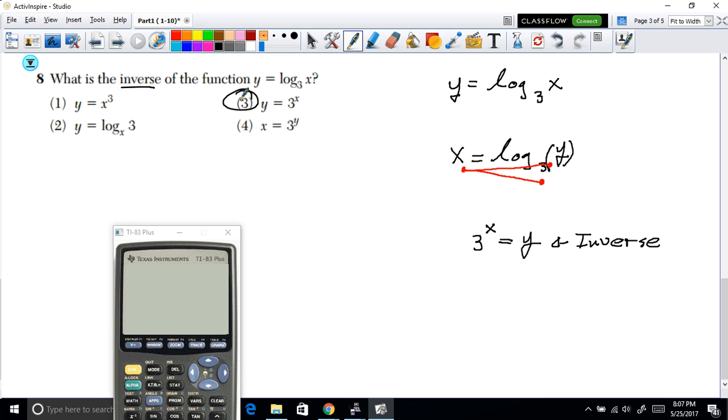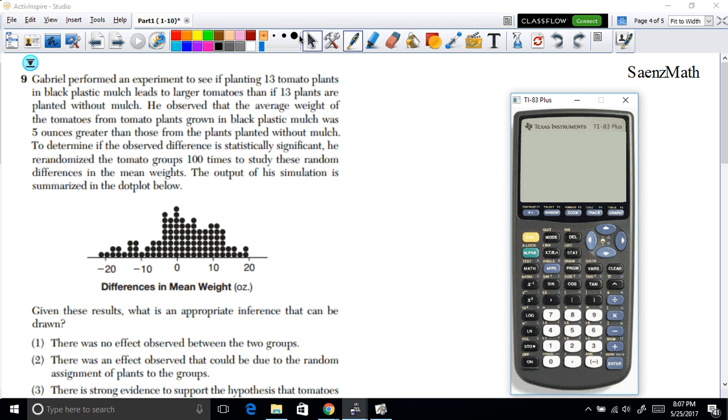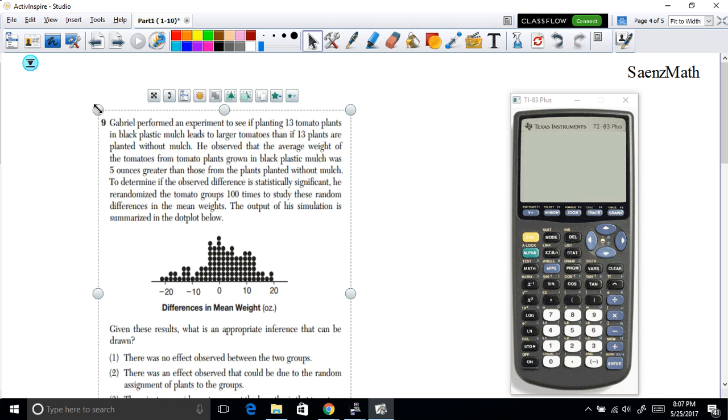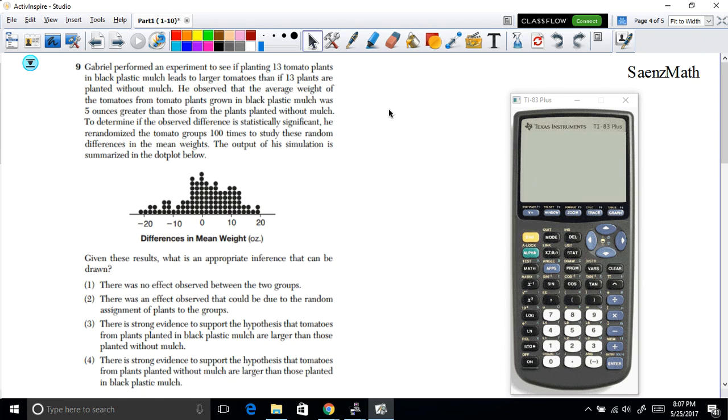Example 9, where's that at? It's right here. Okay, so in example 9, it's a pretty lengthy problem. A lot of words here, but let's just make it smaller so we can actually fit it. Okay, perfect. It says that Gabriel performed an experiment to see if planting 13 tomato plants in black plastic mulch leads to larger tomatoes than if 13 plants are planted without mulch.